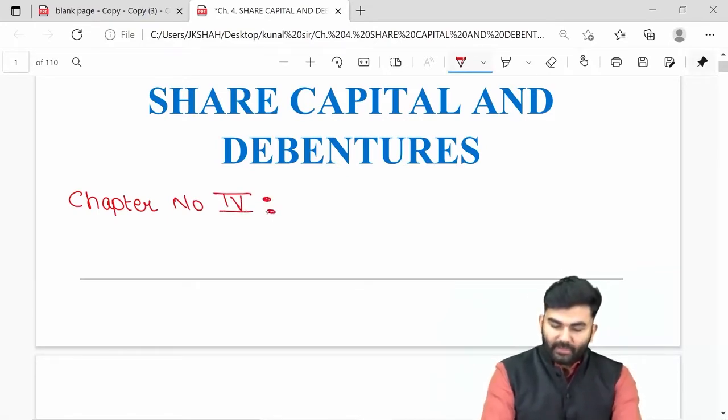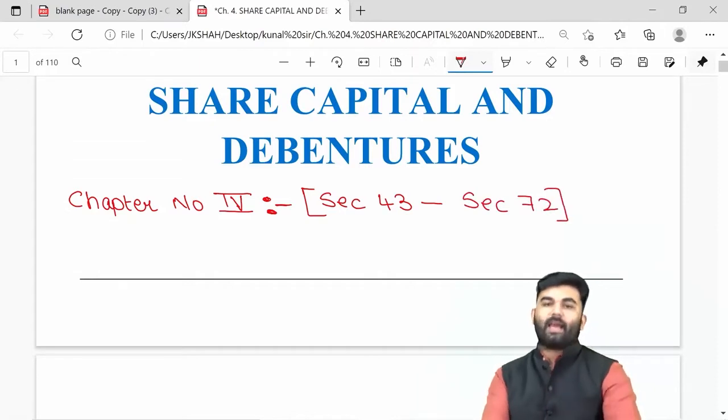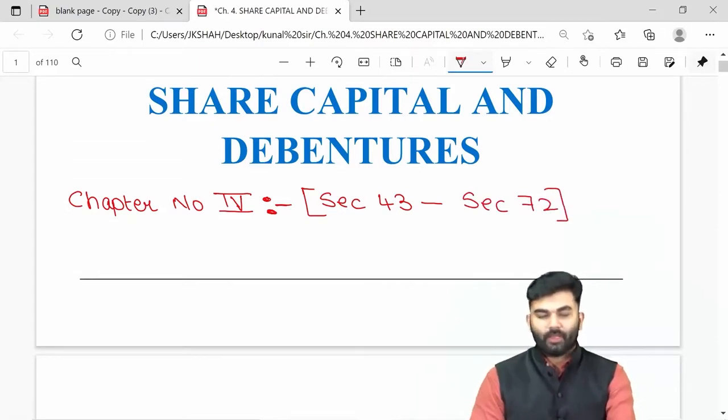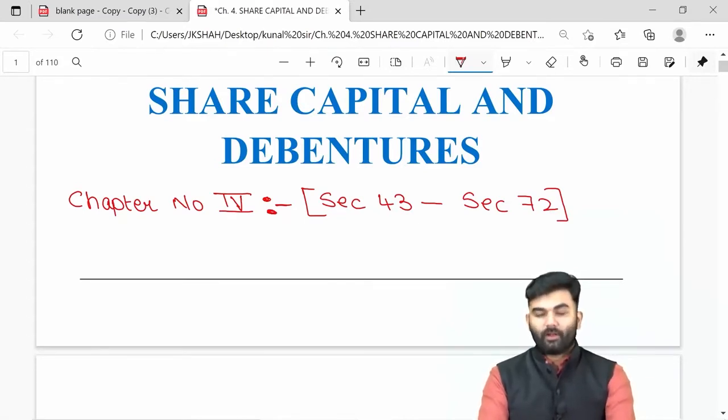Over here, this entire chapter covers the provisions from section number 43 up to section number 72 of Companies Act 2013. In our revisionary lectures, we are going to cover the important provisions towards this chapter.